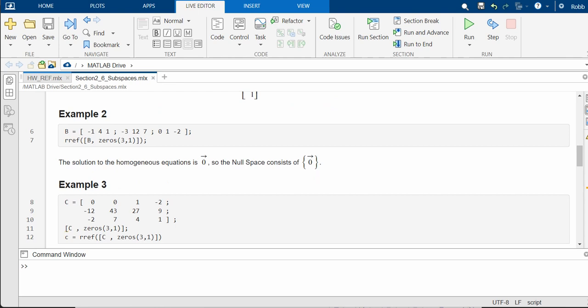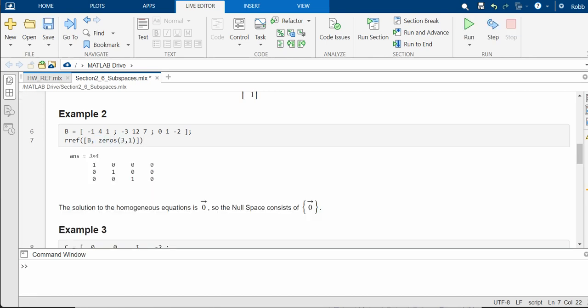Example 2, again, going with the online notes, and I've pretty much copy pasted from there. Notice that I'm doing the REF and adding the augmented zeros matrix all in one go here. And when I execute that, x sub 1 equals 0, x sub 2 equals 0, and x sub 3 equals 0. That's what I get, right? Because the augmentation line would go right here.